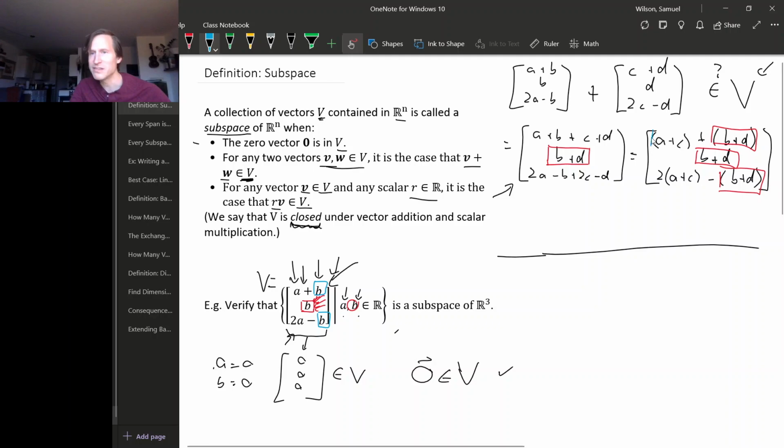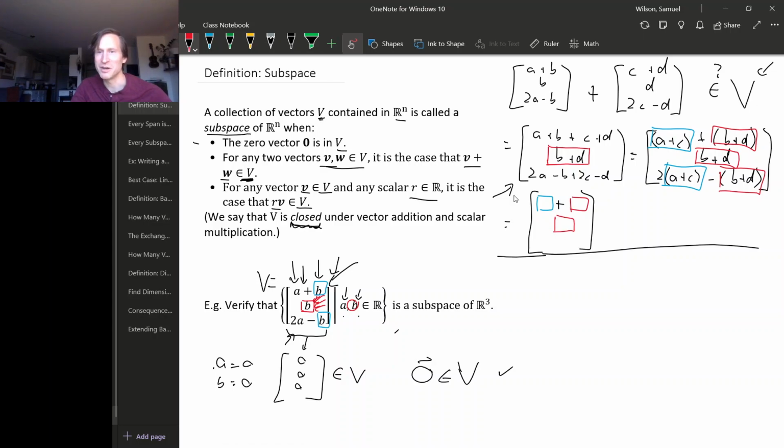And we have a plus c here and here. So what we've done is we've expressed this sum as some real number in the blue box plus some real number in the red box. Second entry is just the real number in the red box. And the third entry is 2 times the blue one minus the red one. But that's exactly what this template is.